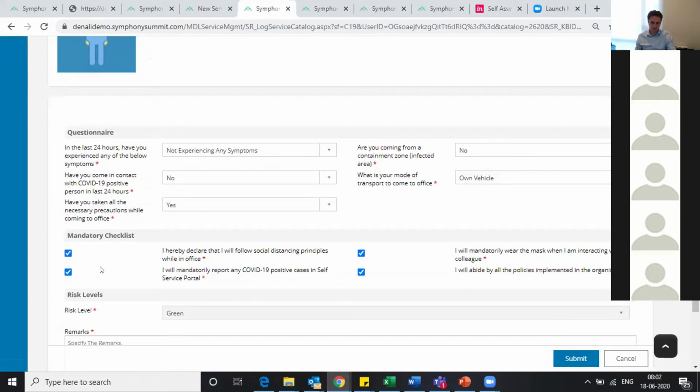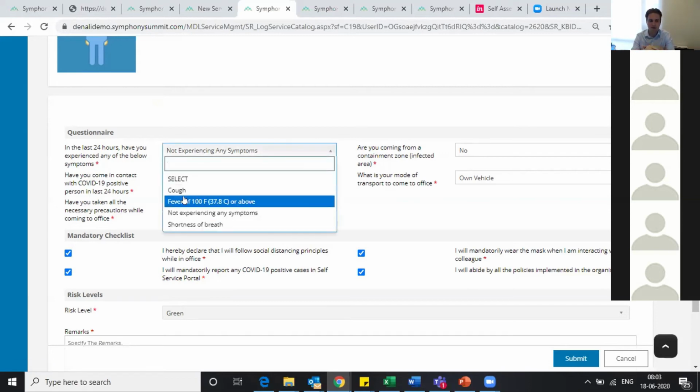You can also have a mandatory checklist out there which says, I hereby declare that I'll follow social distancing principles while in office. I'll mandatorily report any COVID-19 positive case in this portal. I'll mandatorily wear the mask, or I'll abide by all the policies implemented in the organization. So based upon your responses, a risk level is automatically determined. As I've answered all of them in a neutral manner, it's saying it's green. So in case I'm saying I'm having fever, it immediately changes to red.